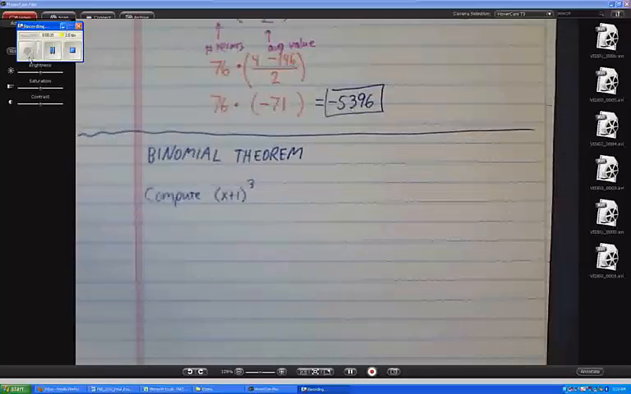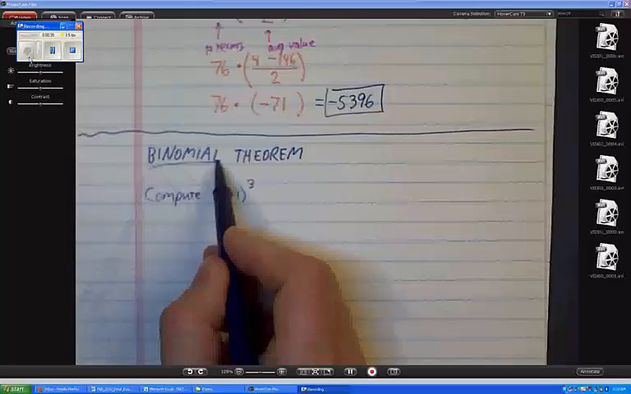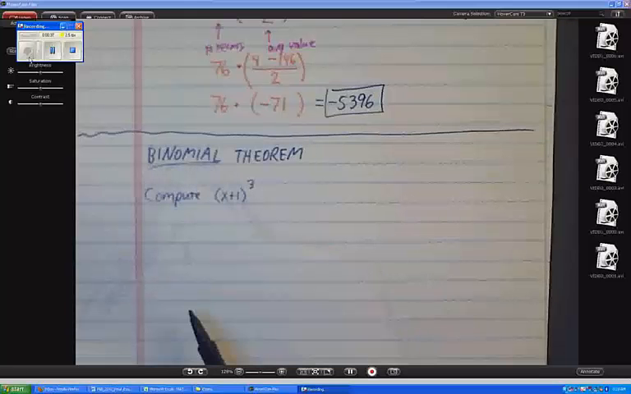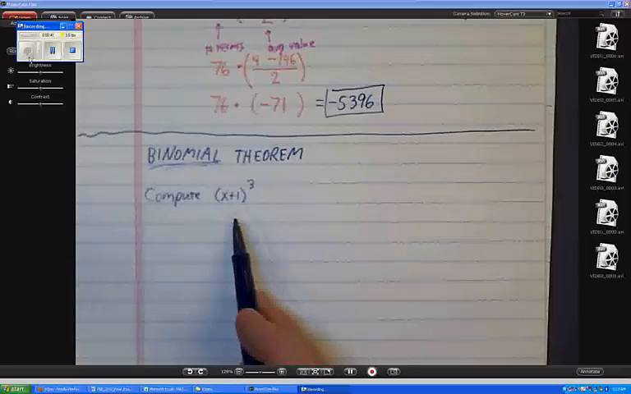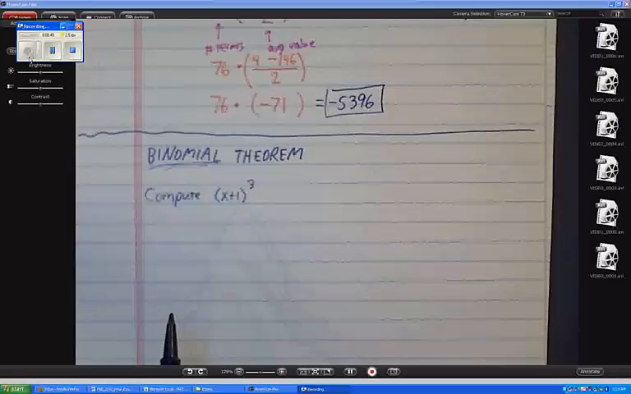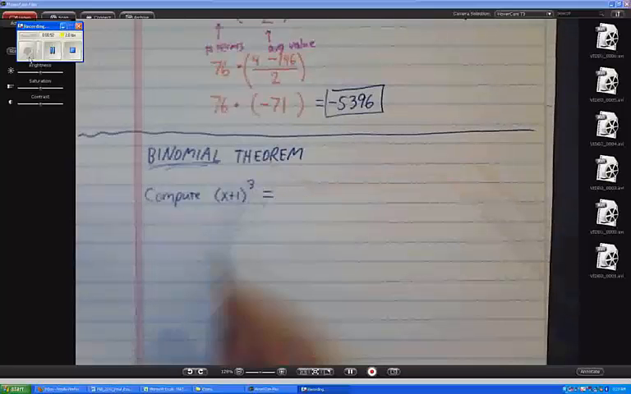Okay? The reason it's called the binomial theorem is because it's used for what? Binomials. That's a binomial. And I want to compute it to the third power. X plus 1 cubed. Alright? Any idea what the first term is? It's x cubed.